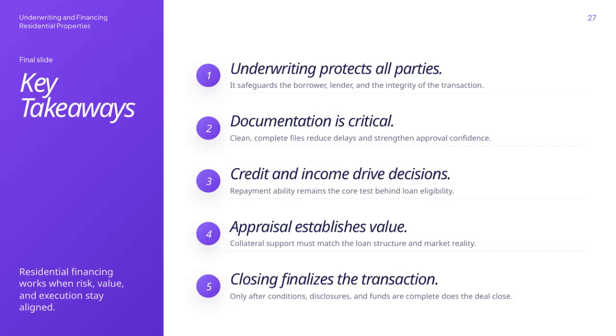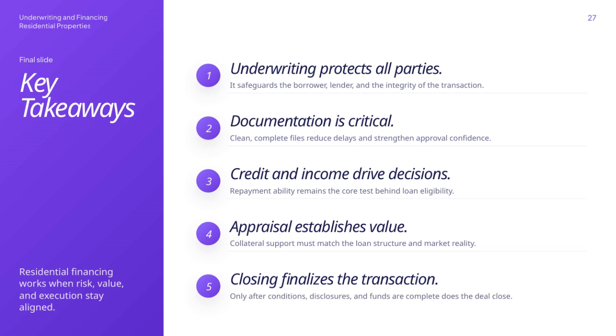To wrap up, let's highlight the key takeaways from our discussion on underwriting and financing residential properties. First, successful residential financing hinges on the alignment of risk, value, and execution. Each part must work together seamlessly to support a healthy transaction. Second, underwriting plays a crucial role in protecting everyone involved, the borrower, the lender, and the overall integrity of the deal. It ensures that all risks are properly assessed and managed.